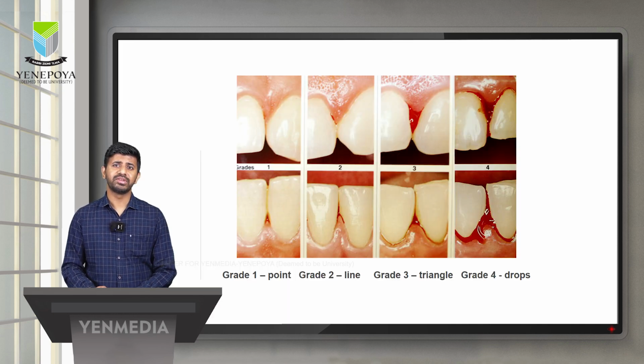What do we do? The first thing we do is take a probe and run it around the sulcus of the teeth from one end to the other end. If there is a pinpoint bleeding, that is referred to as grade 1 bleeding. If there is a small line passing, that is referred to as grade 2 bleeding. If there is a triangular-like space filled with blood, that's referred to as grade 3 bleeding.